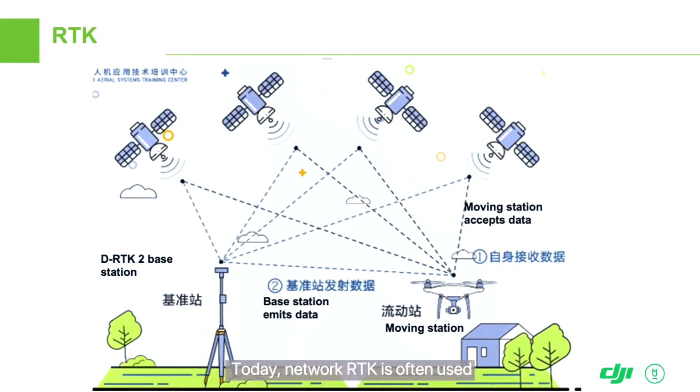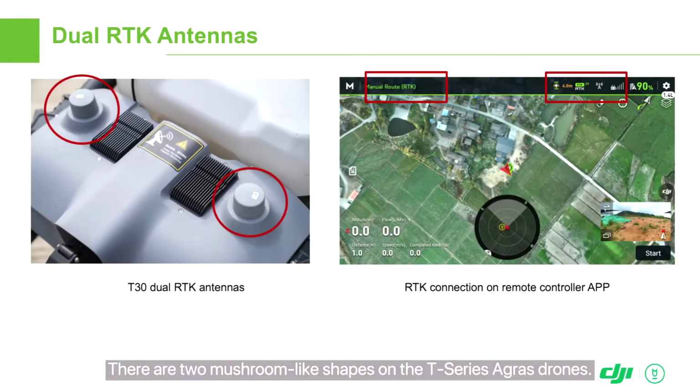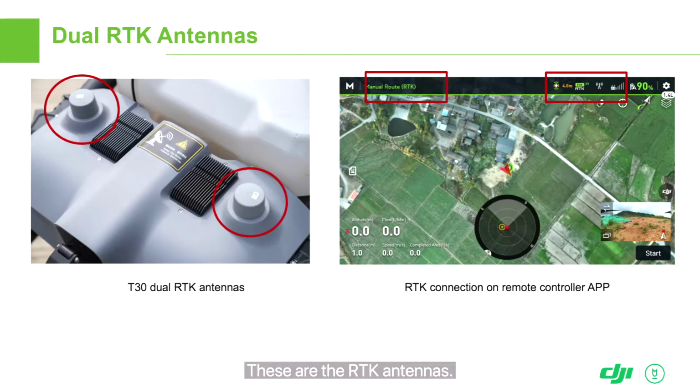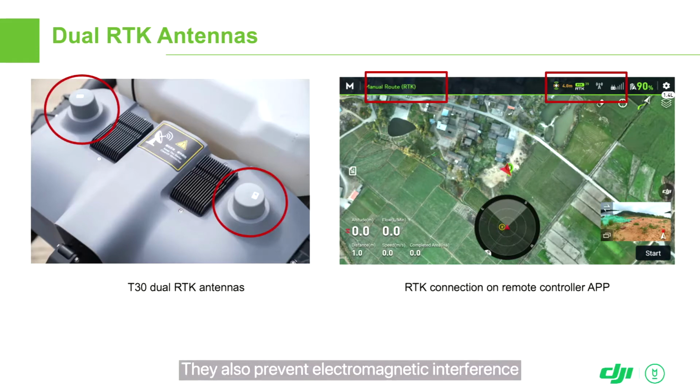Today, network RTK is often used, and a cellular data connection is required for communication. You may have noticed the two mushroom-like shapes on the T-Series Agras drones. These are the RTK antennas. The two RTK antennas enable the orientation function and highly accurate flights. They also prevent electromagnetic interference even when the drone is under high voltage lines. Without the RTK orientation function, the drone will need to rely on its compass. So, if the orientation function is disabled, you must calibrate the compass.